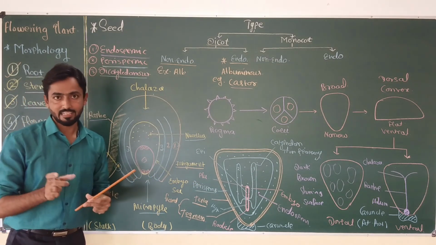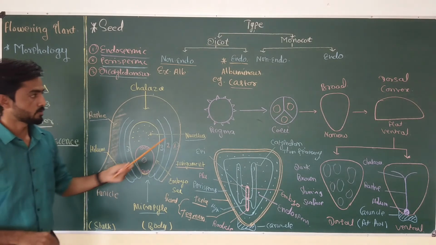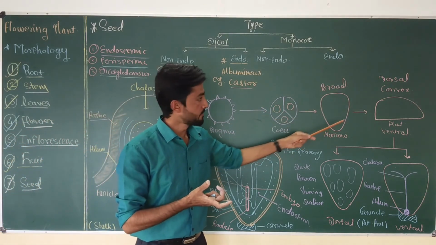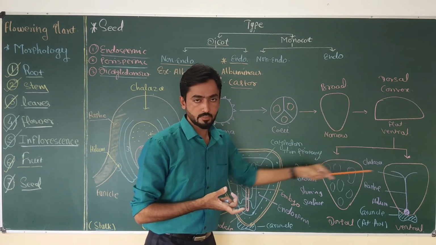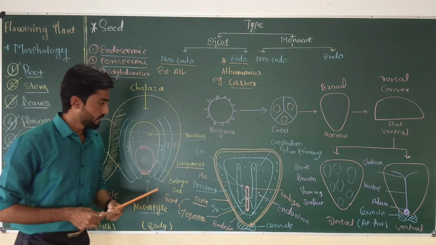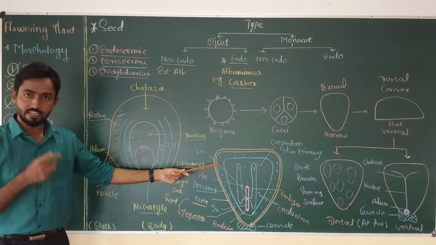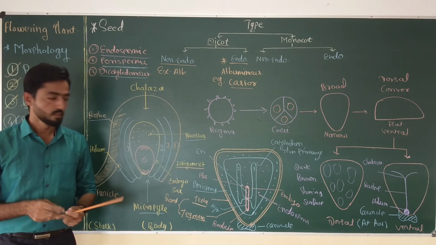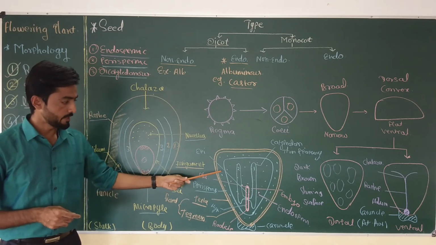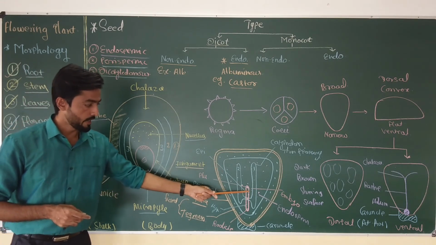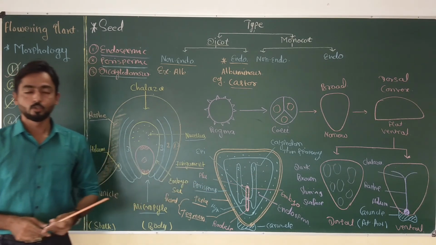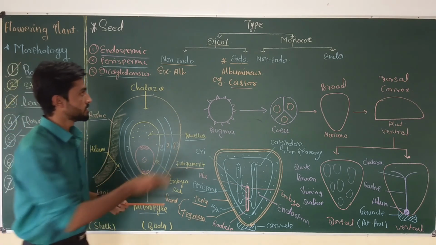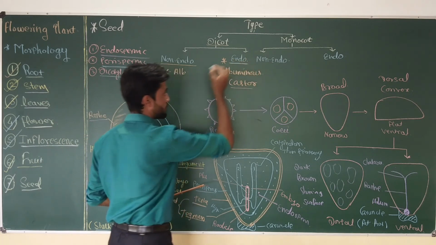Example is castor. So in this video we have discussed the rhegma, then the broad and narrow end of the seed, the dorsal and ventral side of the seed, and finally we talked about the internal structure of the seed. And in this section we have discussed the seed coat, perisperm, endosperm, embryonal axis, and two cotyledons present in this type of seed. So this is all about the dicot endospermic seed.